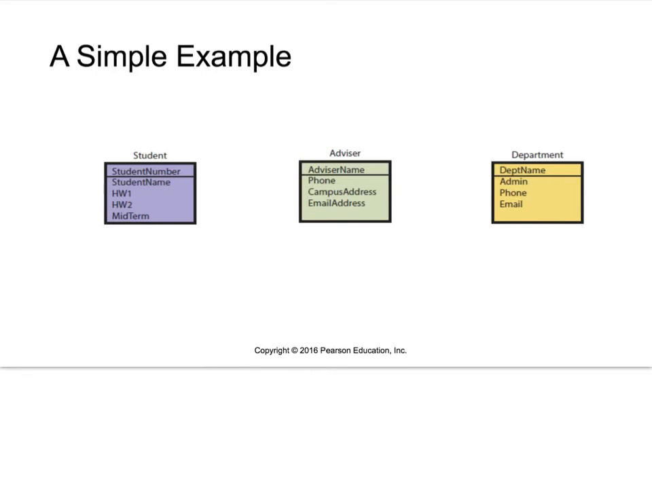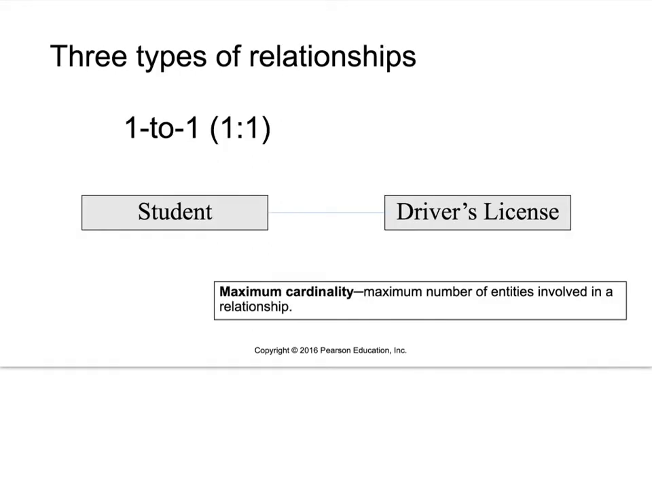Next, we'll look at how entities can be related to one another. There are three types of relationships or methods how entities can be related to one another. The first one is called a one-to-one relationship. In this relationship, one entity is directly related to one other entity and only one other. For example, if we think about students and their driver's licenses, for every student there is one and only one driver's license. So you can say that one student is related to one driver's license, or one student owns one driver's license.